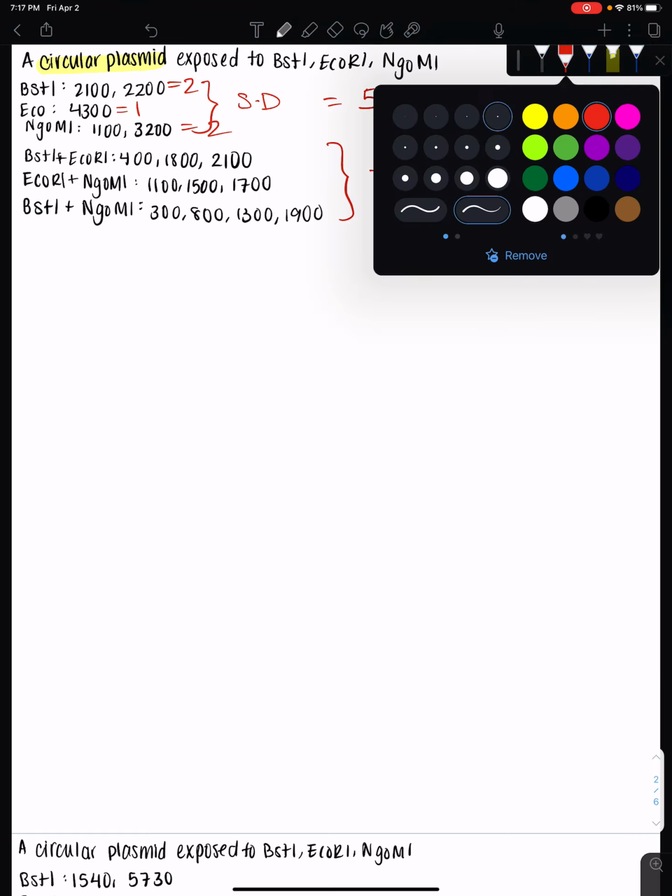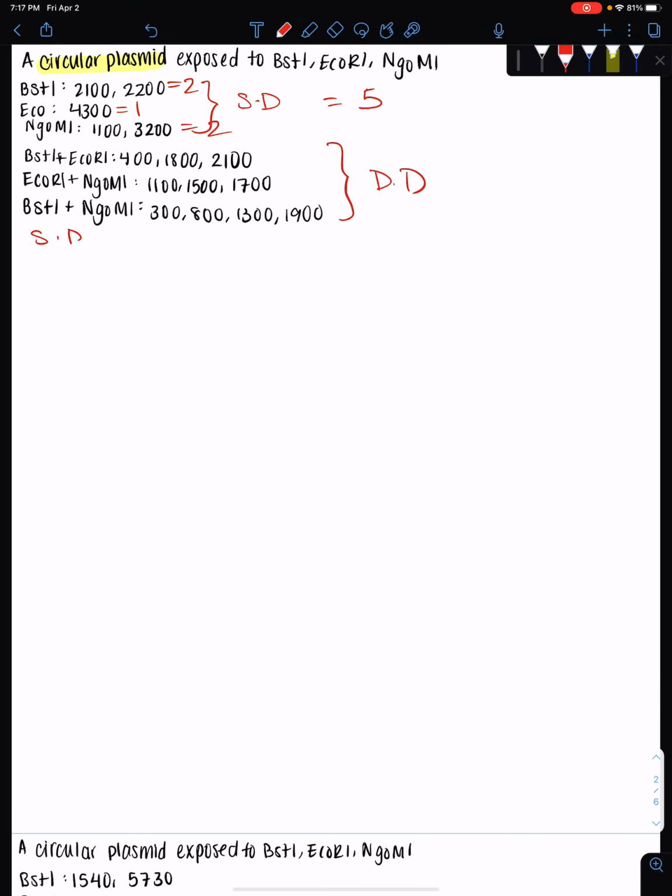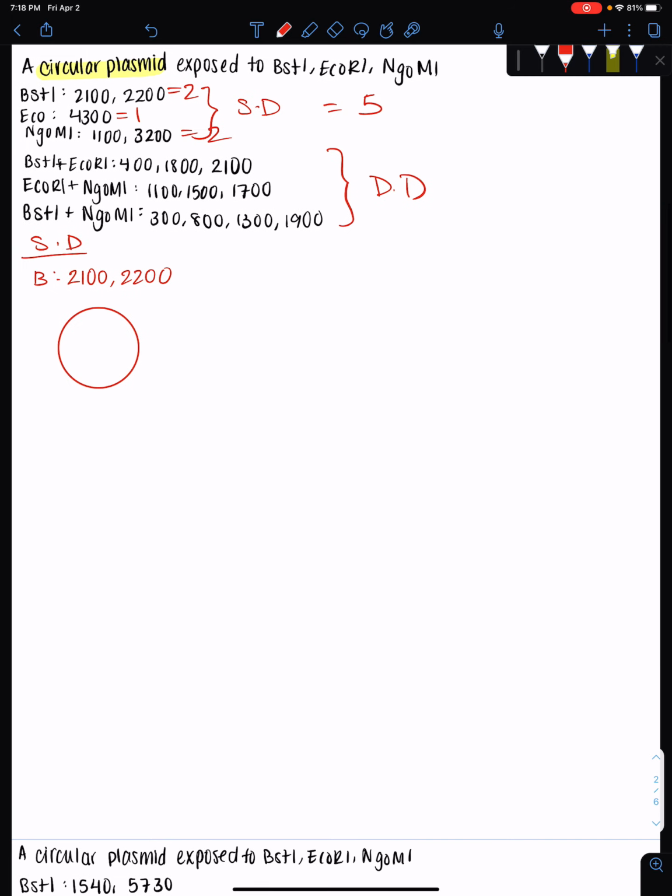So let's make our single digests. Just can put SC for single digest. Let's make ours with B. B had two fragments, one worth 2100 and 2200. Let's draw our circle. So it's going to have two cuts. I'm just going to make a cut here by B and a cut here by B because I want to make sure one area is a little smaller than the other, because 2100 is a little smaller than 2200, which will be over here. So this area is going to be 2100, 2200.